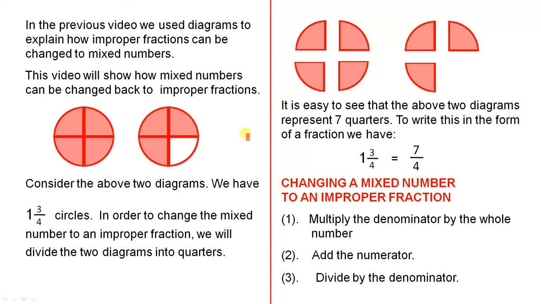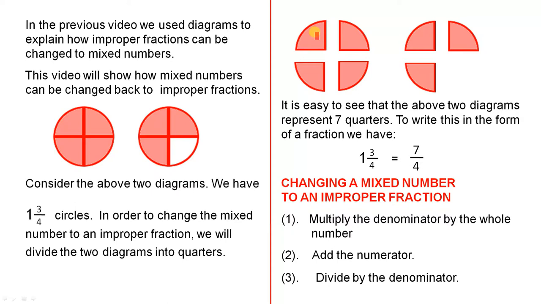Consider the above two diagrams. We have 1 3/4 circles. In order to change the mixed number to an improper fraction, we will divide the two diagrams into quarters. So here's our mixed number here, 1 3/4, and we have to change that to an improper fraction. It is easy to see that the above two diagrams represent 7/4. To write this in the form of a fraction, we have 1 3/4 equals 7/4.